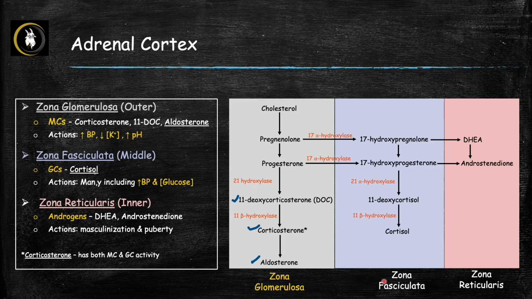Next, let's talk about the zona fasciculata. This is the middle zone, and the job here is to make glucocorticoids, mainly cortisol, and cortisol has lots of different actions in the body, including increasing blood pressure and increasing serum glucose. And then finally, the last zone is the innermost zone, which is the zona reticularis, and this zone is important for synthesizing androgens, which are male sex hormones, and the main ones are DHEA and androstenedione. And the main actions of these are masculinization as well as promoting puberty.